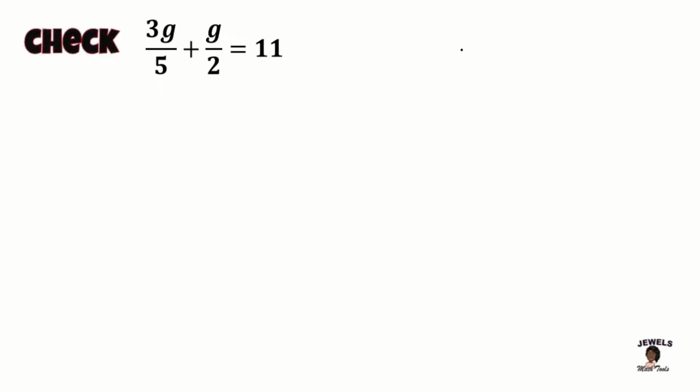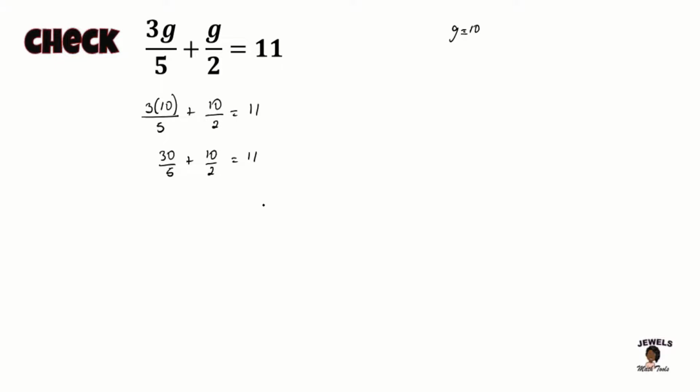Let's check our answer. So we just said that g is equal to 10, which means that everywhere that g appears in our equation, we're now going to be substituting it with the number 10. Okay, so 3 times 10 is equal to 30. We have 3/5 being added to 10/2 equal to 11.